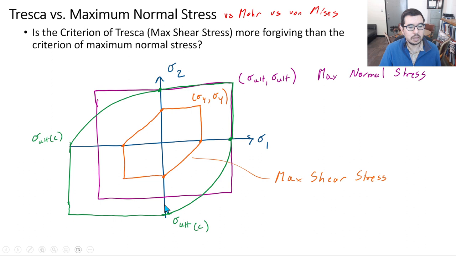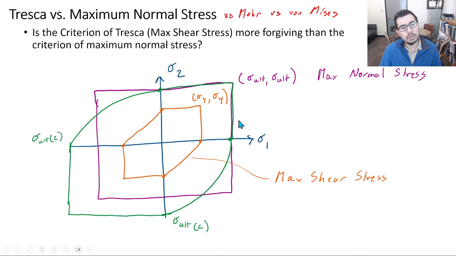I mean, it's going to depend on what sigma ultimate compressive and sigma ultimate tensile strengths might be, but it's got to curve in. So you could say it's more generous because you have this huge swath of area outside. The Moore criterion should be a little bit more accurate for situations where you have these uneven compressive and tensile strengths.